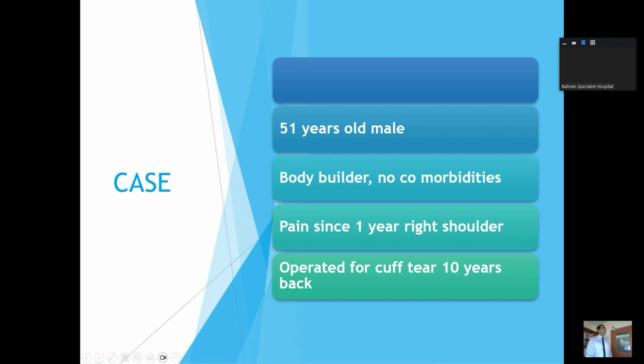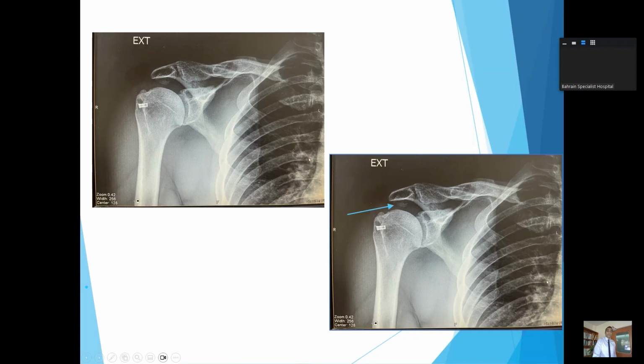Now, here I would like to present one interesting case which walked into my clinic. He's a 15-year-old male. He came a couple of months back to the clinic with severe right shoulder pain. This patient is a bodybuilder and he has no comorbidities. He also had a rotator cuff tear 10 years back, which was operated on in the US. So this is the initial X-ray.